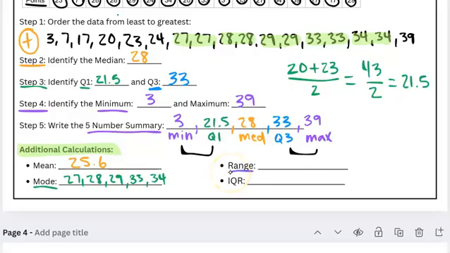Range is our next calculation. Range is the difference between the largest and smallest numbers in a data set. Now that is just another way of saying we're going to take our maximum value and we are going to subtract our minimum value. So those are already values that we have found, so we can just replace that. Our maximum was 39, and we are going to subtract our minimum. So 39 minus 3 is 36. So that is our range of values.